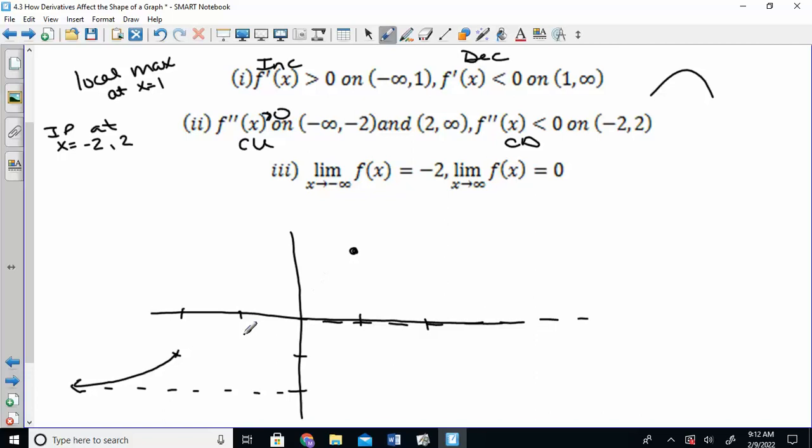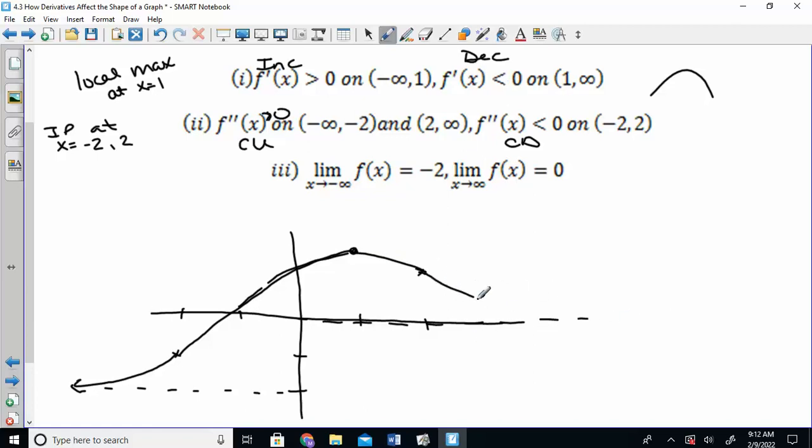So now my concavity changes and we're curved downward. We have to hit our maximum here. Inflection points is a lot of times just a very subtle change from concave up to concave down, not something drastic. We are still concave down until we get to positive 2. So somewhere at positive 2, I'm going to put a little x. So I'm still curved downward.